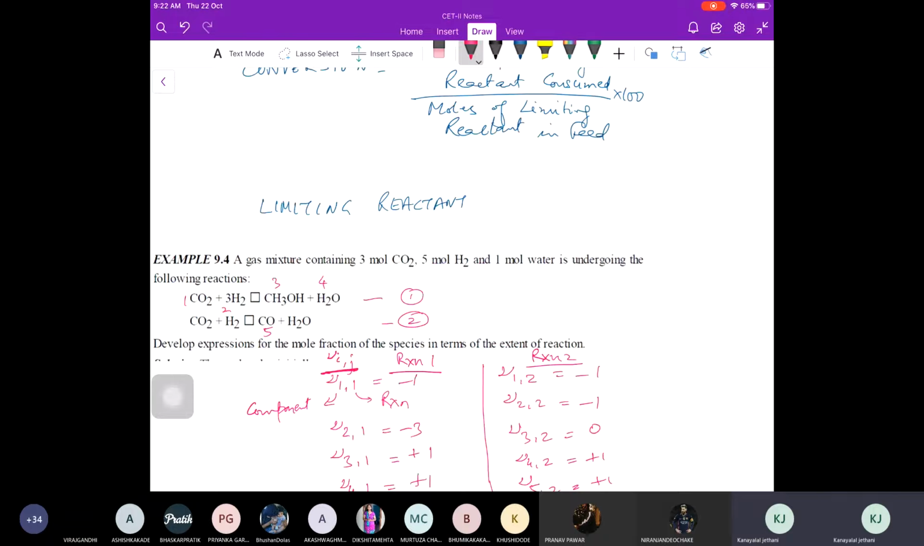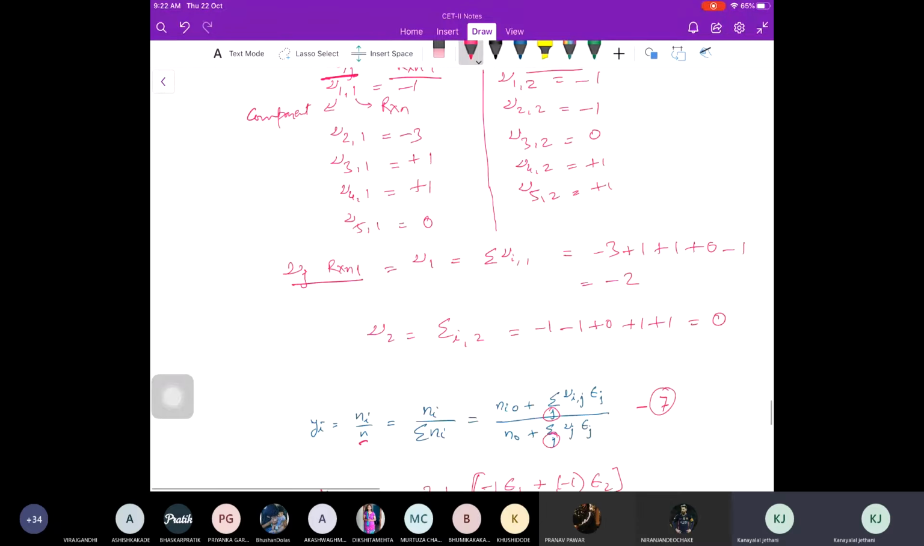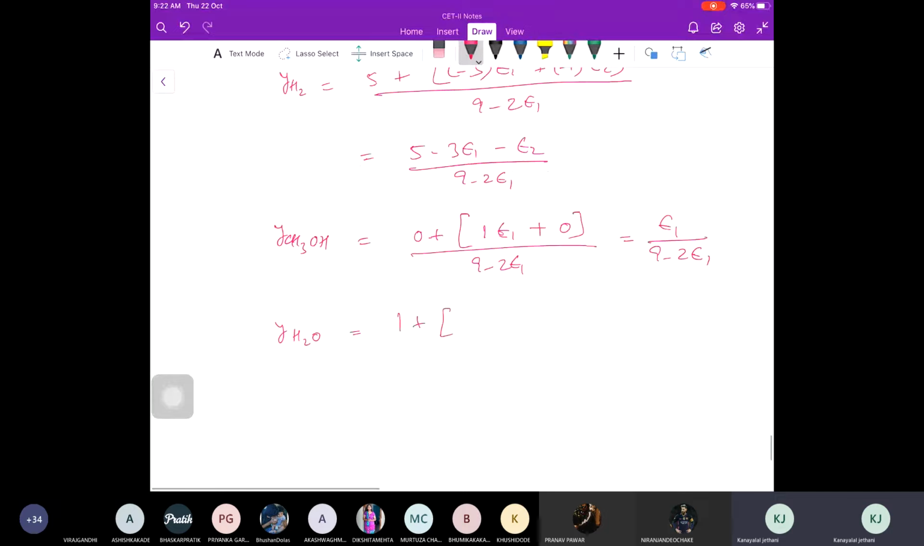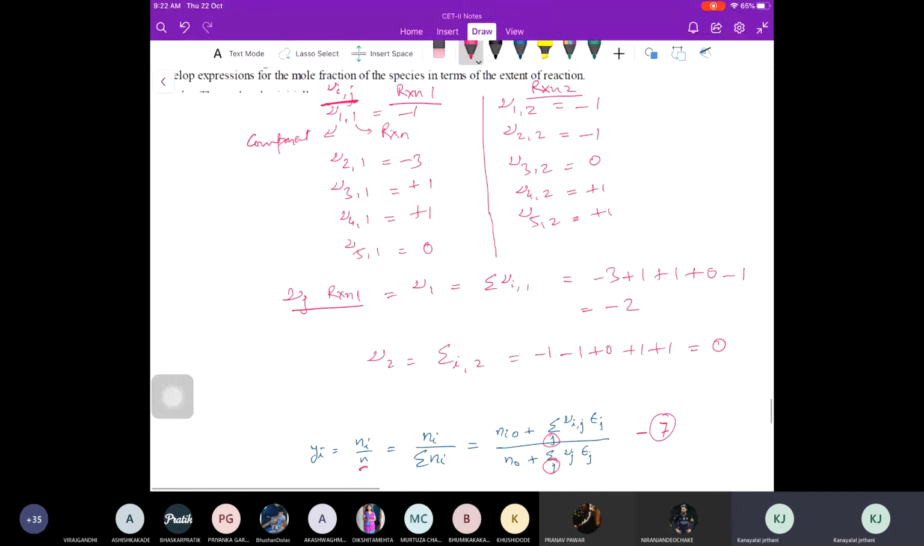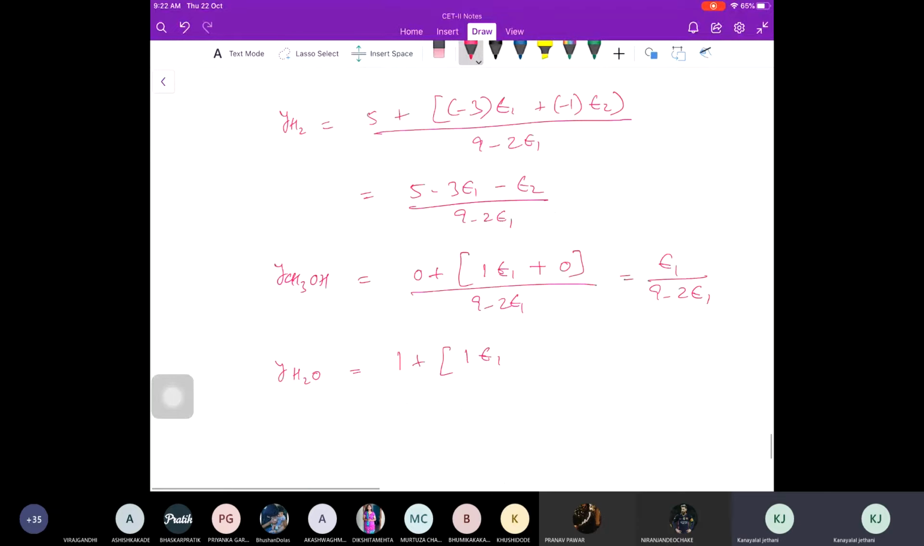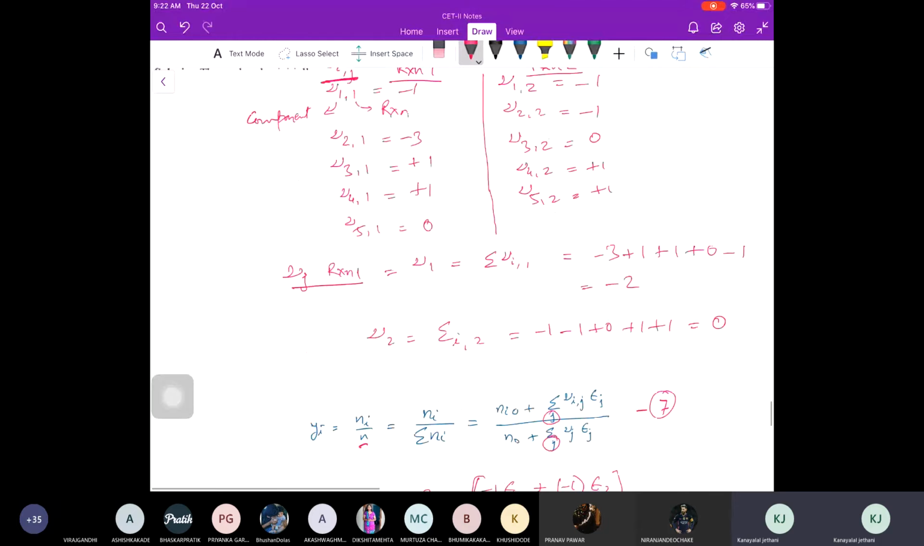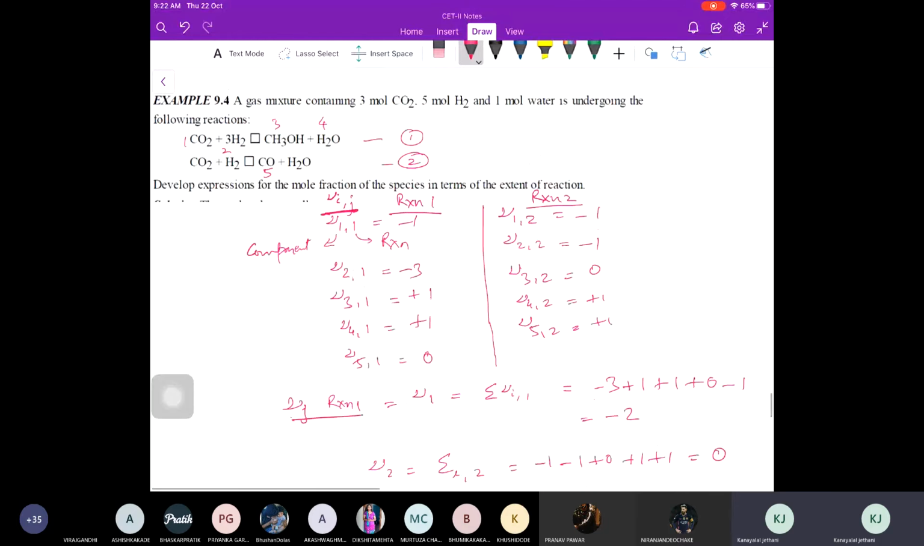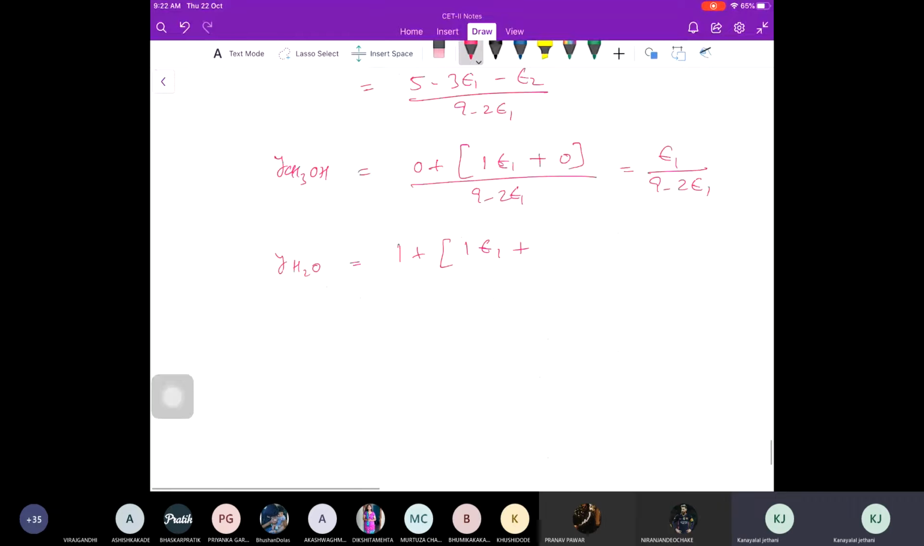What is the moles of H2O initially? 1 mole. So initial is 1, plus, in the first reaction, how much H2O is being formed? Nu is 1, right? So 1 epsilon 1, plus in the second reaction H2O is also being formed. You have to write that. So again 1 mole, nu is 1 for it. So 1 into epsilon 2 upon 9 minus 2 epsilon 1, that is nothing but 1 plus epsilon 1 plus epsilon 2 upon 9 minus 2 epsilon 1.